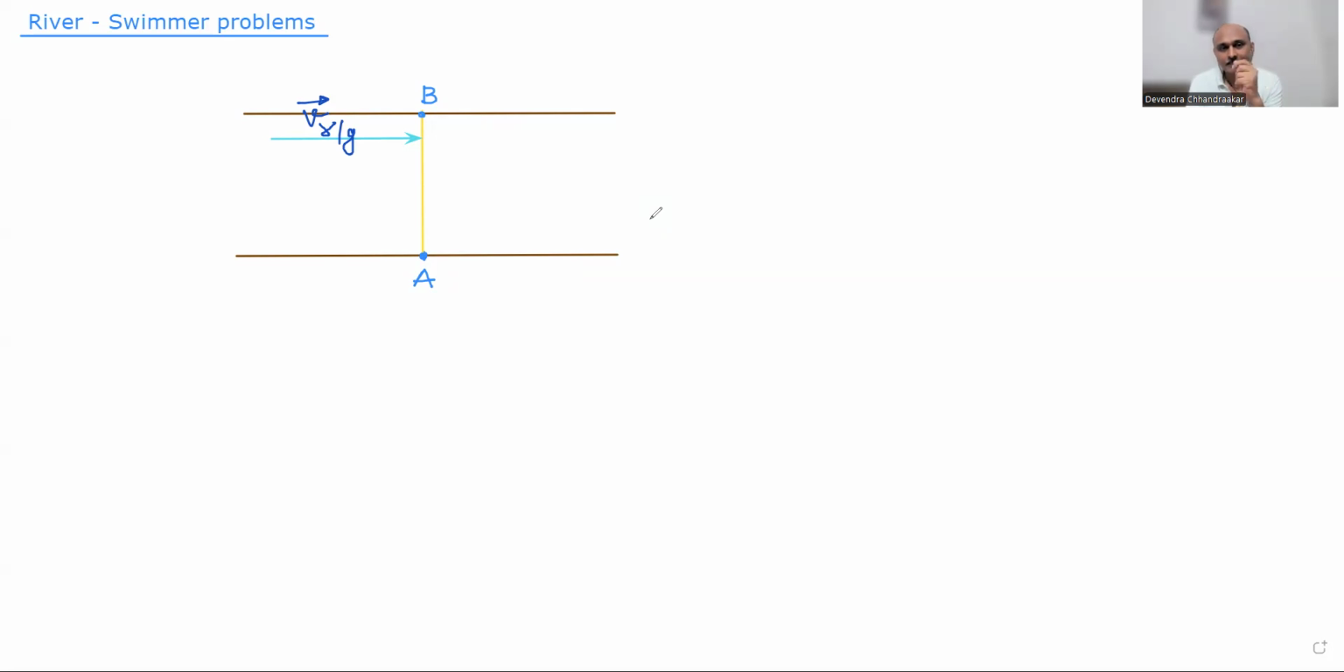Right. Again, I'll repeat. On which side of line AB should the man start swimming so that he reaches point B? Sir, left. Left.